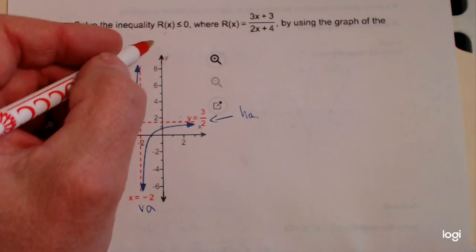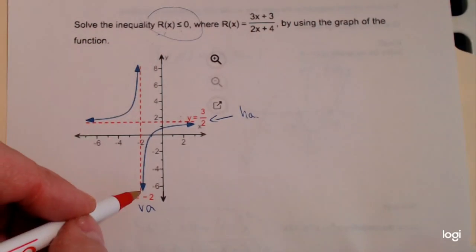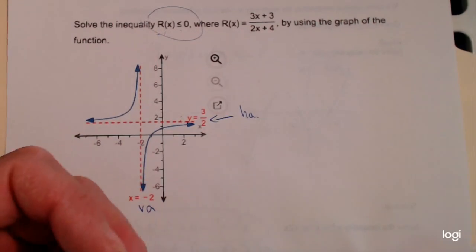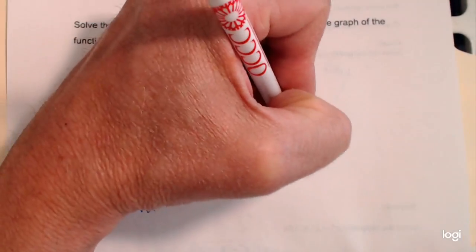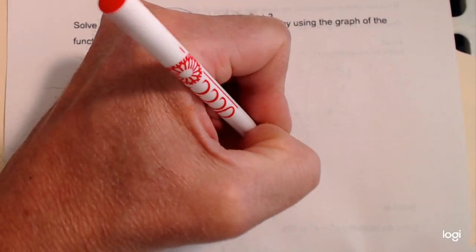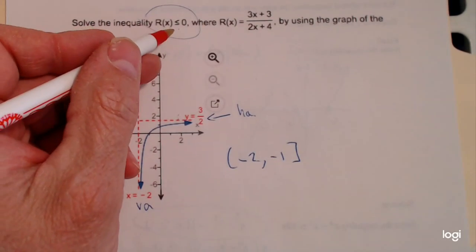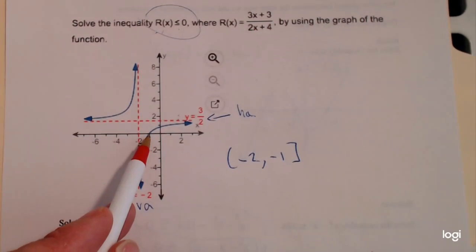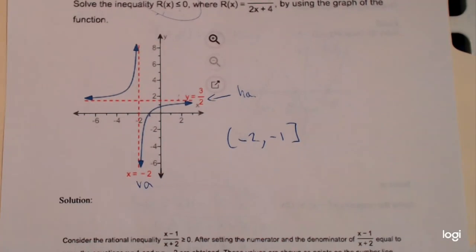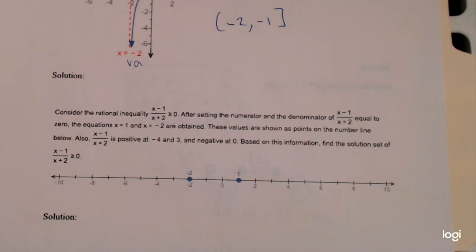What we want to know is where the function's less than or equal to 0. Well, it's less than or equal to 0 where the graph's below the x-axis. So it's below the x-axis from negative 2 to negative 1. Now, less than or equal to 0, so it's actually equal to 0 at negative 1. There we go. See how easy that is?